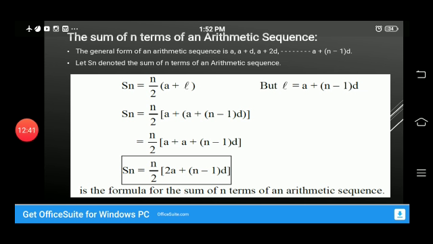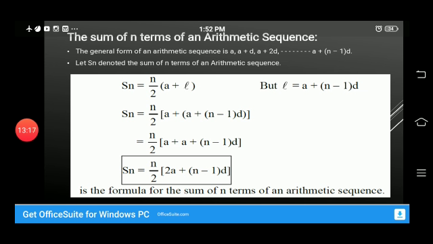First of all, we will see the formula for the sum of n terms of an arithmetic sequence. We will denote the sum by Sn. It is n over 2 times (a1 plus L), where L is an, that is the nth term. So the nth term is a1 plus (n minus 1) into d. Putting the values, Sn is equal to n over 2 times (a1 plus an), and an is equal to a1 plus (n minus 1) into d. So Sn is equal to n over 2 times (2a1 plus (n minus 1) into d).